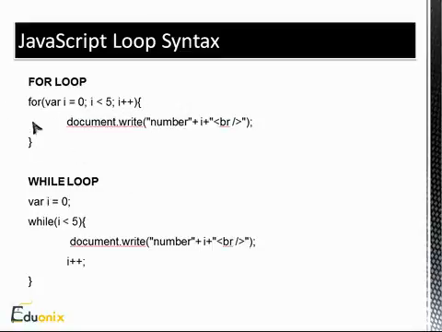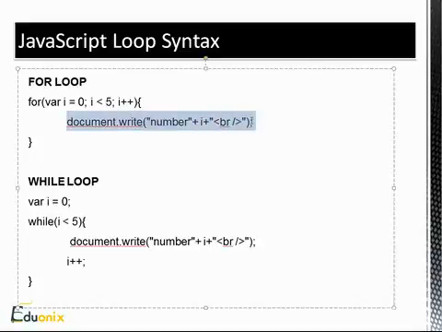Okay, so at the beginning of the loop, i is going to equal 0. We're going to do what's in between the curly braces, which in this case is print out the text "number", and then the i, which is the variable, and then a line break. So it's going to do that every time until i is not less than 5. So what this would do if we ran it, it would print out number 1, number 2, all the way to number 4.